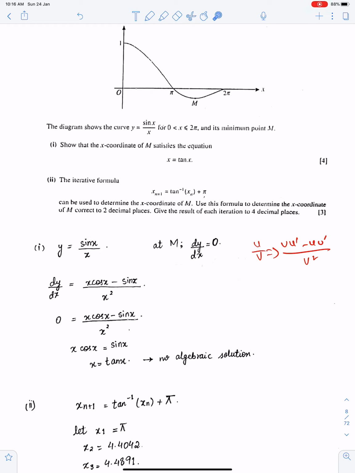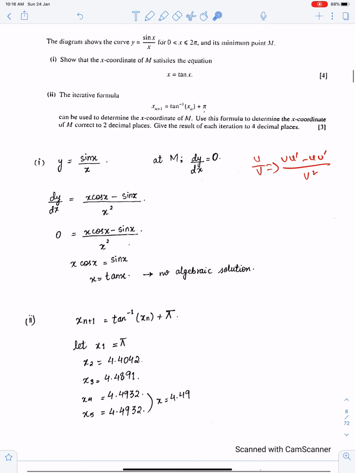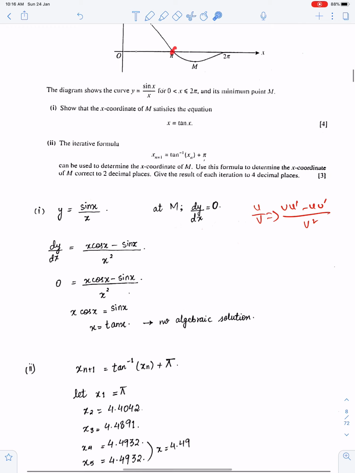Number 2, iterative formula is given and they ask to find the root. Initial value is not given, but see, this m is close to pi. You have two numbers, pi and 2 pi. So since this m is close to pi, this x coordinate is close to pi, therefore you can suppose x1 as pi. You can also suppose x1 as 2 pi, it's your choice, but since m is close to pi, so this will be x1.